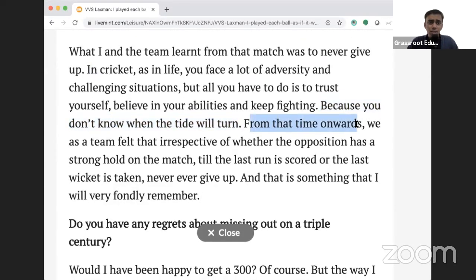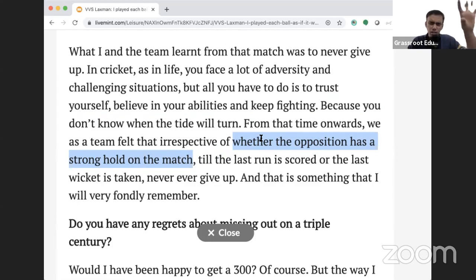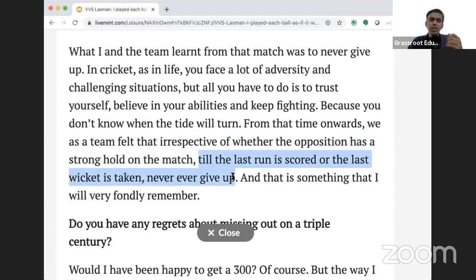From that time onwards, we as a team felt that irrespective, means whatever happens, irrespective of whether the opposition has a stronghold, whether or not the opposition is in a good position, until the last run is scored or the last wicket is taken, we never give up. We never say that, okay, it's gone. And that is something I will fondly remember.